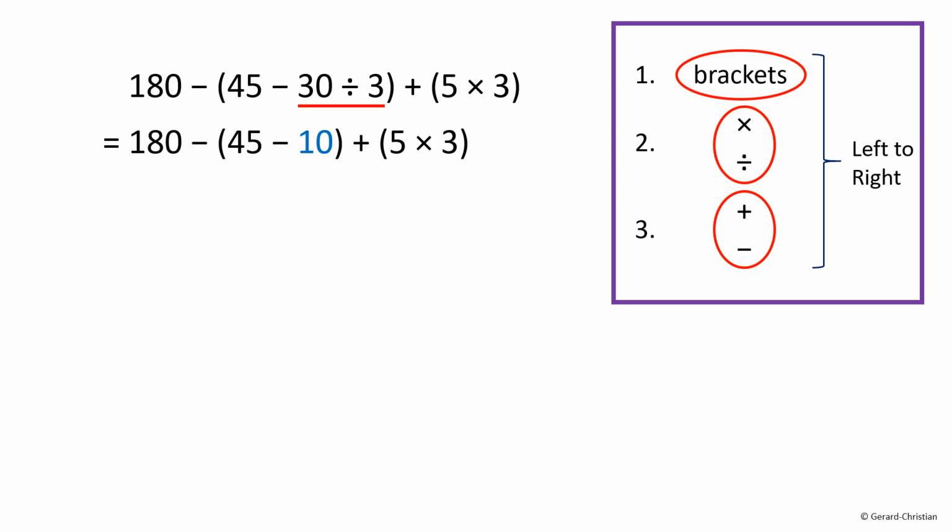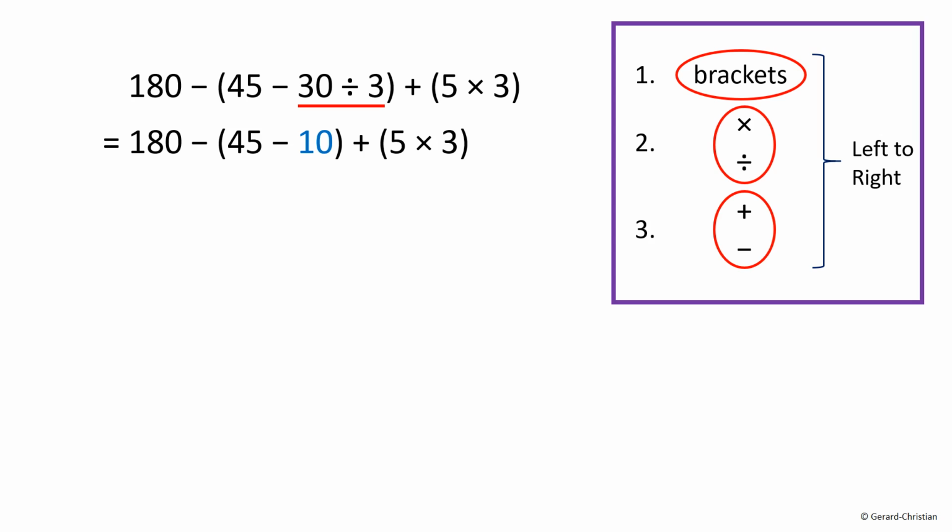In this case, you notice the number in blue, 10, is actually the result of 30 divided by 3. So you get 180 minus bracket 45 minus 10, close bracket, plus bracket 5 times 3, close bracket. Now from here, you can ignore whatever is on the first line. You start working only on the second line. You check one more time.